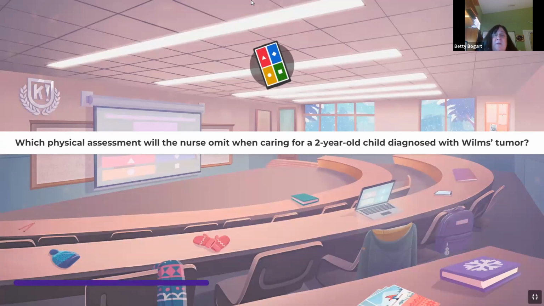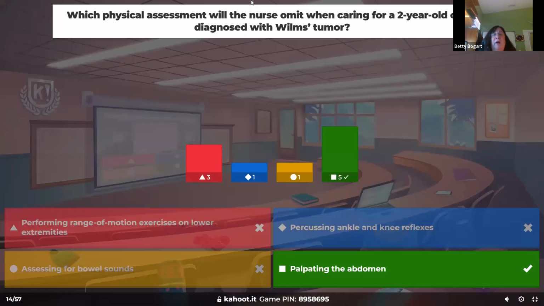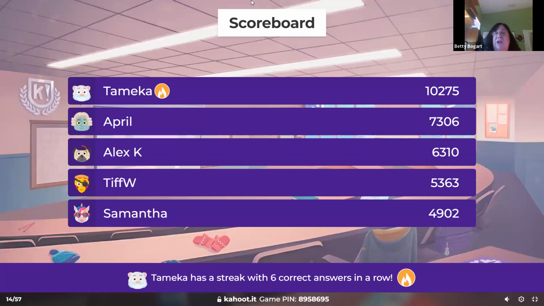Which physical assessment will the nurse omit when caring for a 2-year-old child diagnosed with Wilms tumor? So remember, Wilms tumor is a kidney tumor and it's very fragile. And little pieces can break off and go into the peritoneal cavity, causing a metastasis. So no palpating that abdomen. You have to be very gentle and careful there.